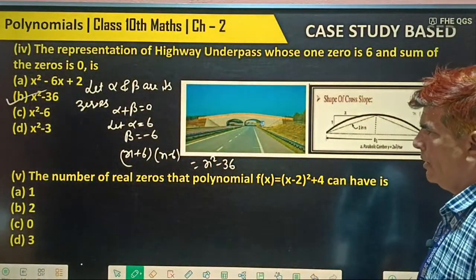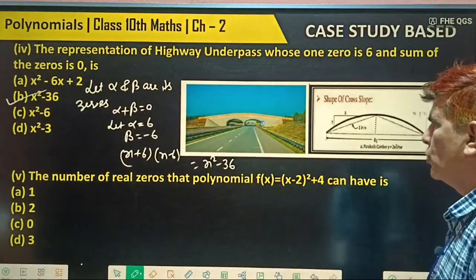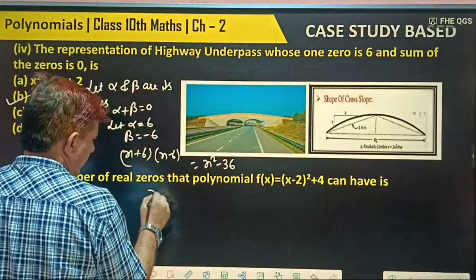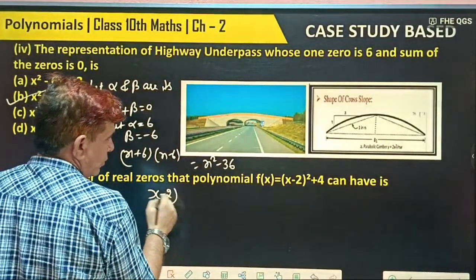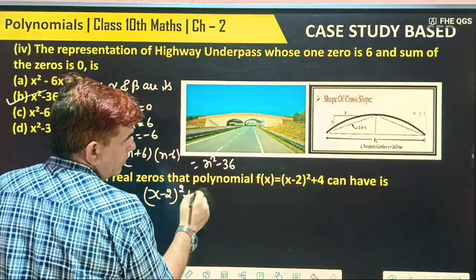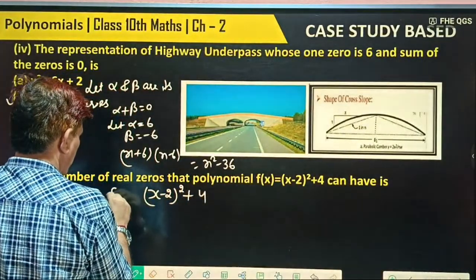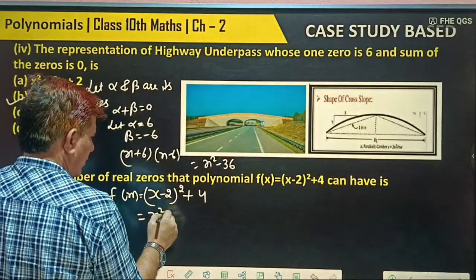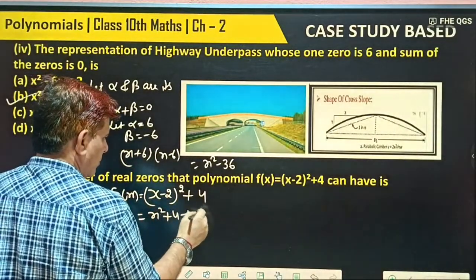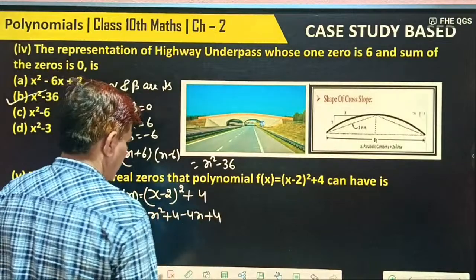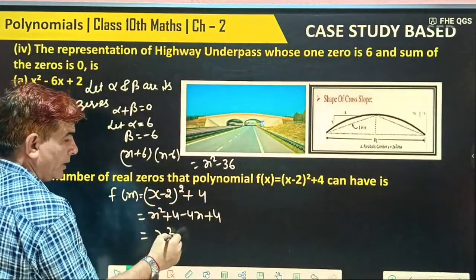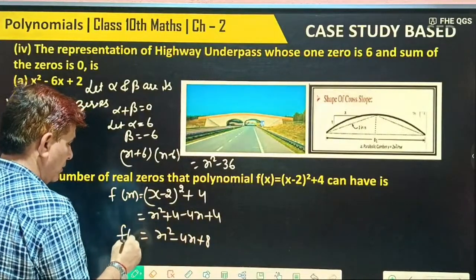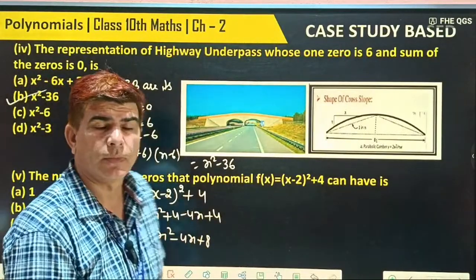The number of real zeros of the polynomial, so real zeros, whose f of x equal to (x minus 2) whole square plus 4. So equal to x square plus 4 minus 4x plus 4. So what does it become? x square minus 4x plus 8. This becomes f of x.